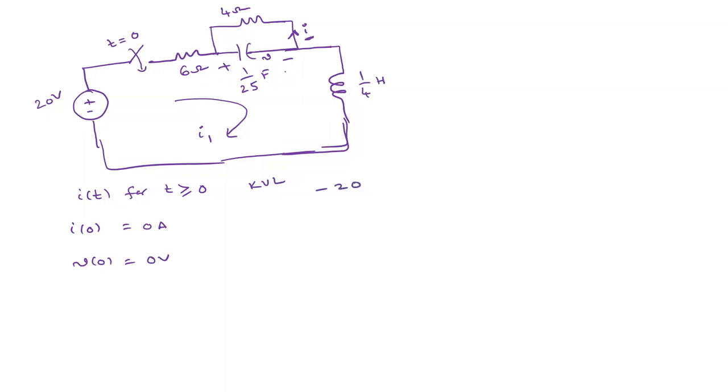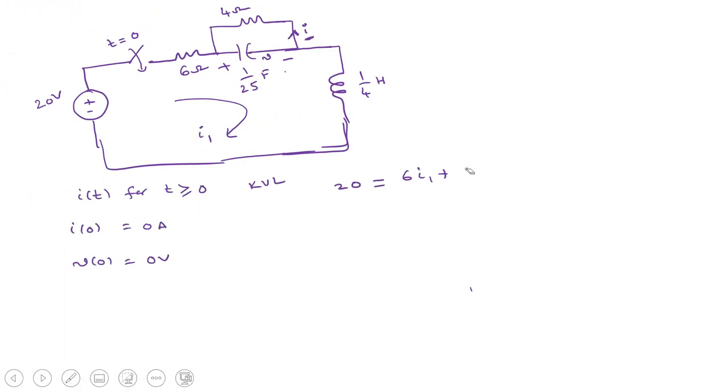Minus 20. Why minus 20? Plus 20 equal to 6i1 plus V. The V is the voltage across the capacitor. How do we write that voltage across the capacitor in current form? It is 1 by 25 integral i dt. Agree? Integration of what is that current that is flowing?